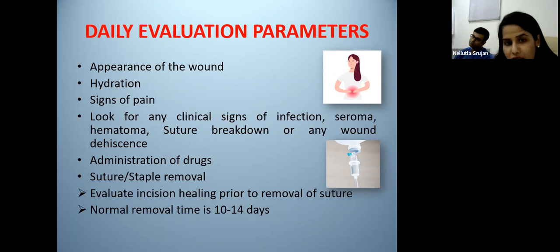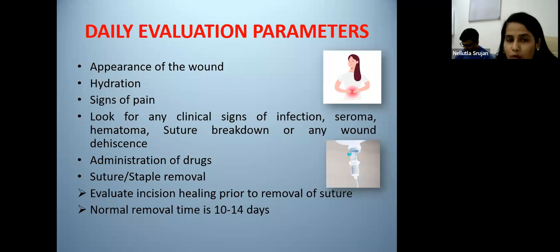Depending on that, analgesics will be given. And the appearance of the wound: how is the wound appearance? Is it a healthy wound? Is it getting dry? Or is there any pus discharge formation? We have to look into that. Dressing also needs to be done depending on the evaluation of what the doctor says.